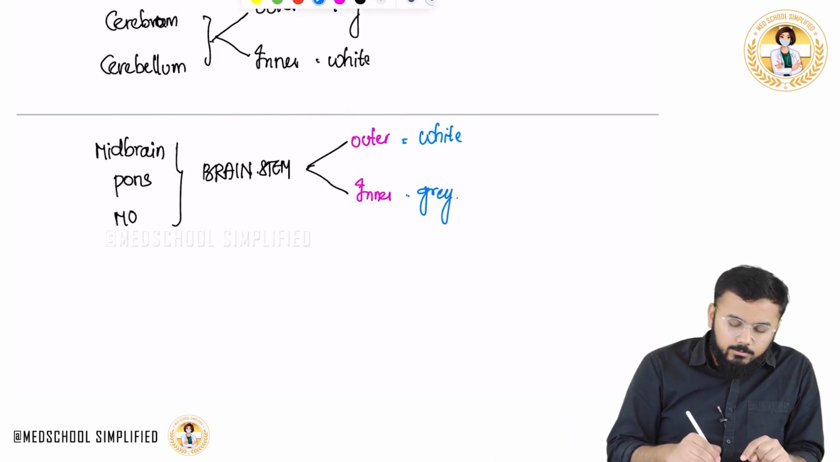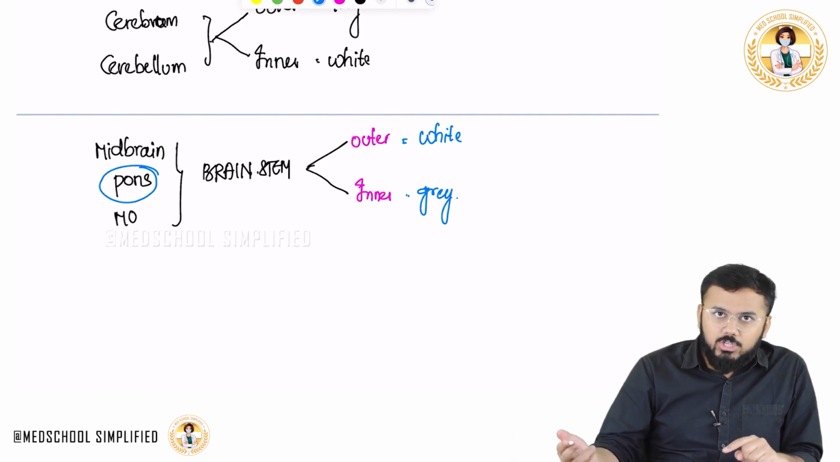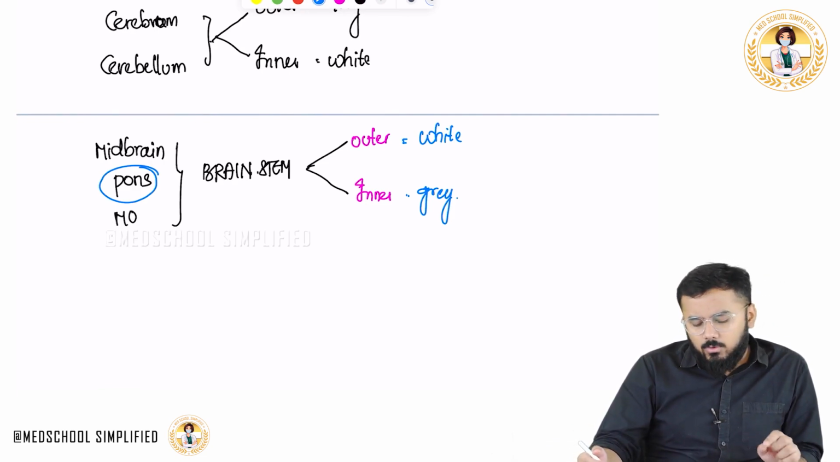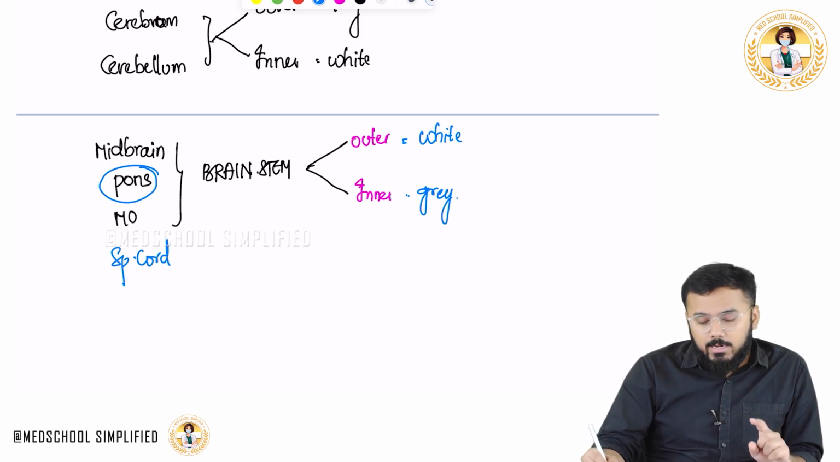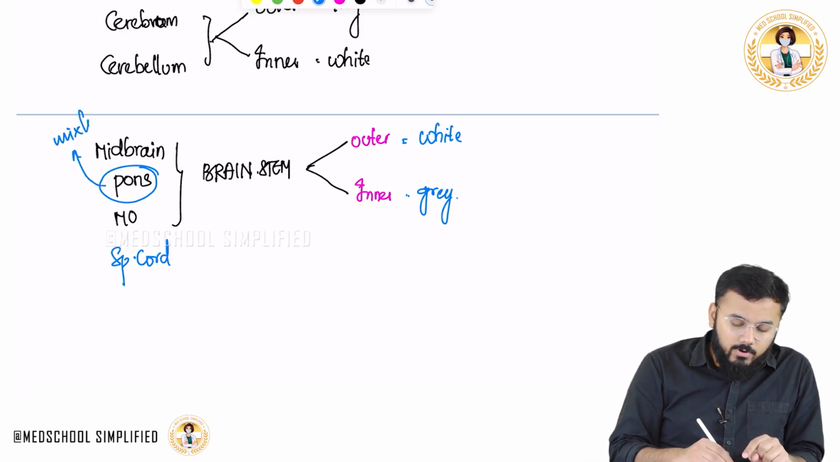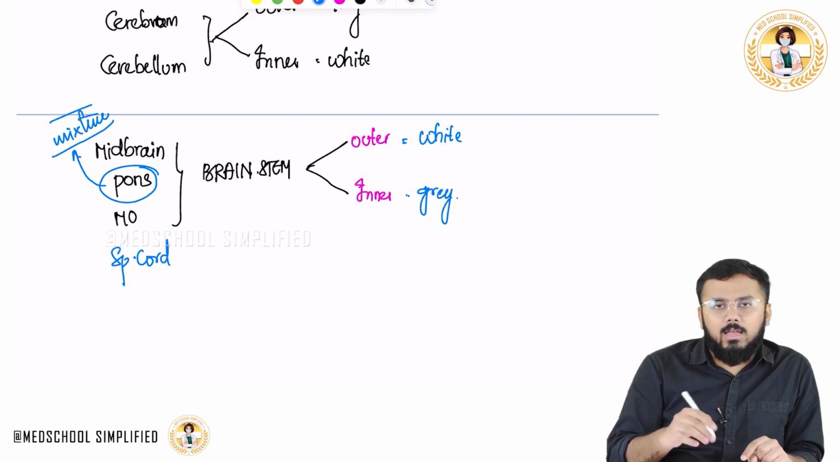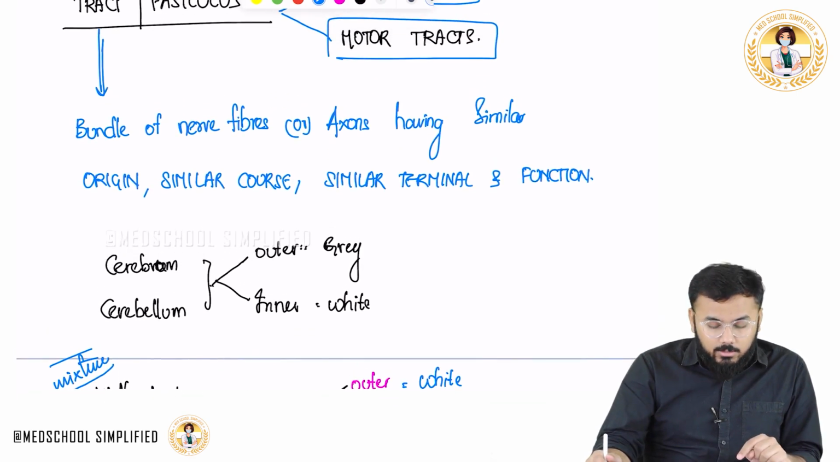But when it comes to the pons, it is different. Pons is a mixture of white and gray matter. I don't want to differentiate very clearly here, and even the spinal cord has an outer white matter and inner gray matter. But pons, again I am telling you, is a mixture of white and gray matter. If you want to understand this, I have already recorded that. Please watch that video.